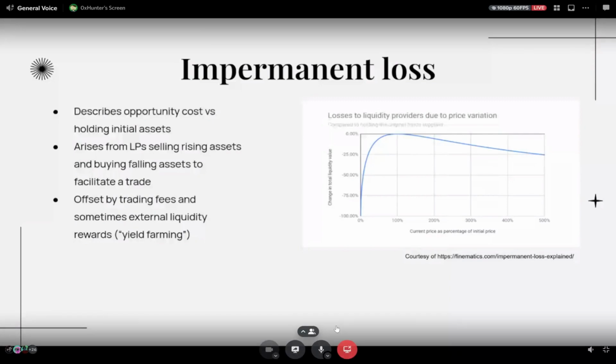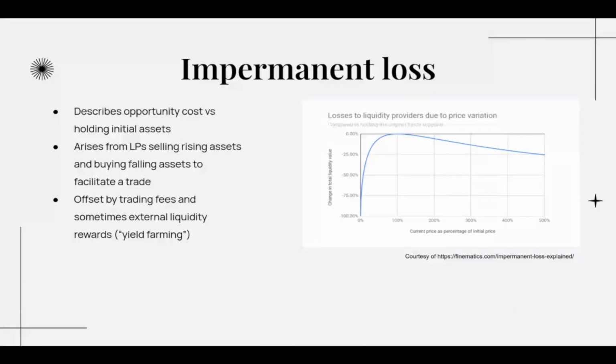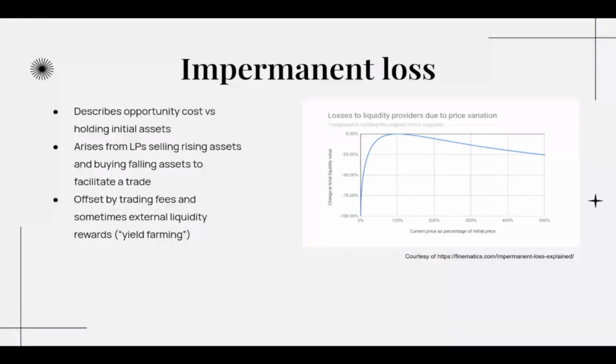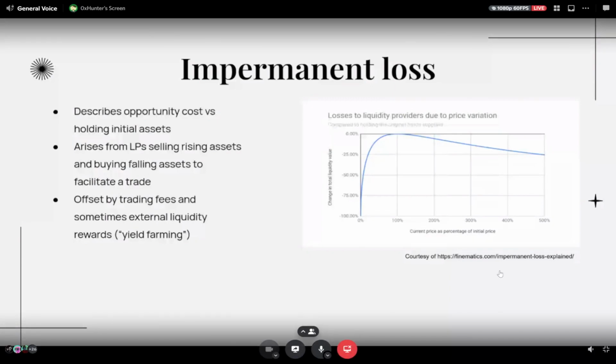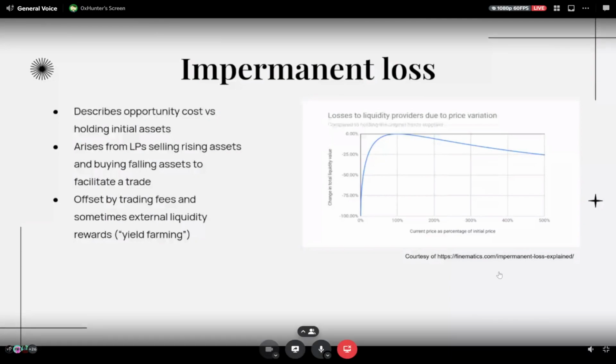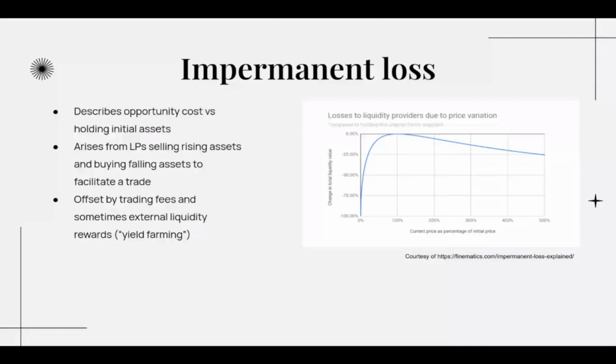There's impermanent loss. Is there kind of the inverse, an impermanent gain? No, because as a liquidity provider, you're always taking the quote unquote losing side of the bet. There's not impermanent gain. Like I said, fees or yield farming attempt to offset that. So if you stay within a certain price range for a certain amount of time, the fees could far outweigh the potential opportunity cost versus holding the initial assets.